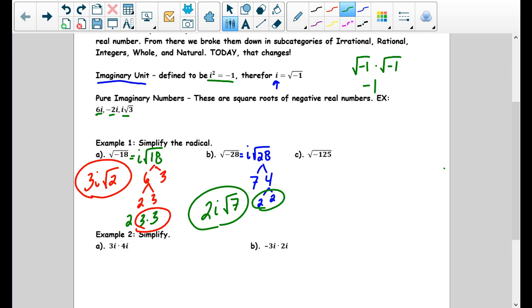Alright, got a big number here, 125. So again, pull out the i, making that positive 125. What are the factors of 125? Okay, so 25 and 5. 5's prime, so what goes into 25? 5 and 5. So again, looking for that pair. Here's a pair of 5's. So that comes out. So 5i. What's left? The square root of 5.